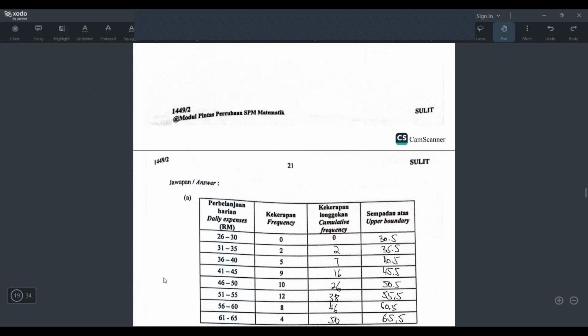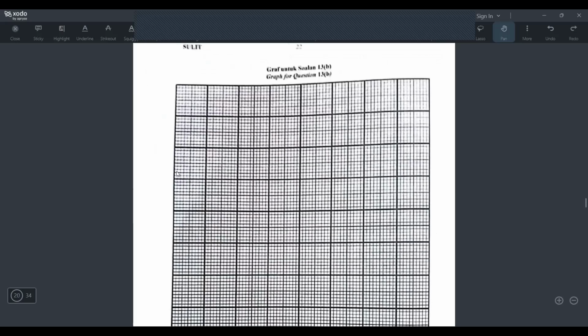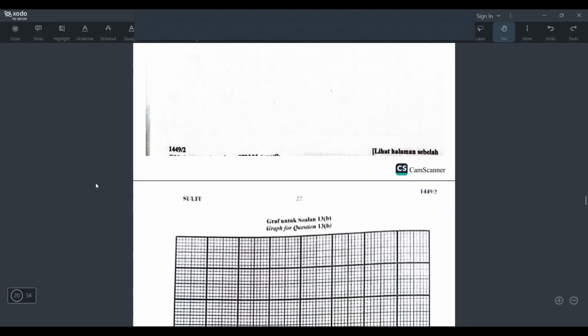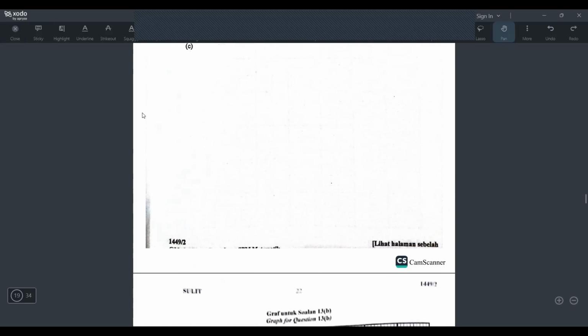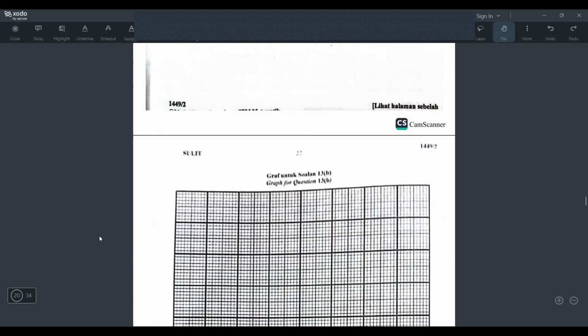So what I will do now is go to my x-axis and put 30.5, 35.5, 40.5, 45.5, 50.5, 55.5, 60.5, 65.5. And then instead of writing upper boundary, you cannot write upper boundary. You have to write daily expenses, and write the RM also, the unit. Okay, what about the y-axis?